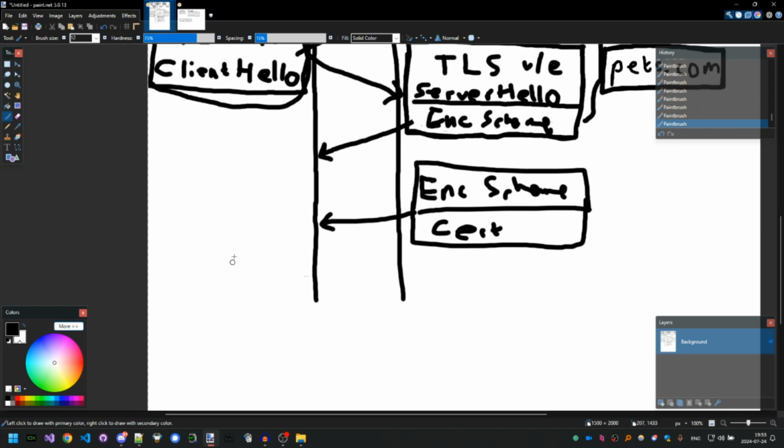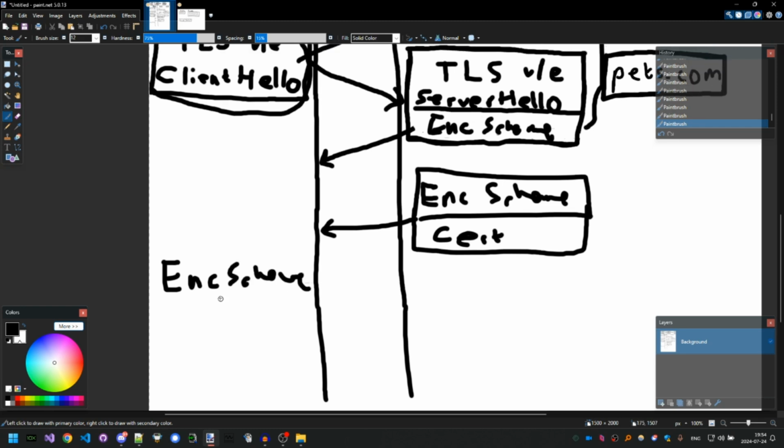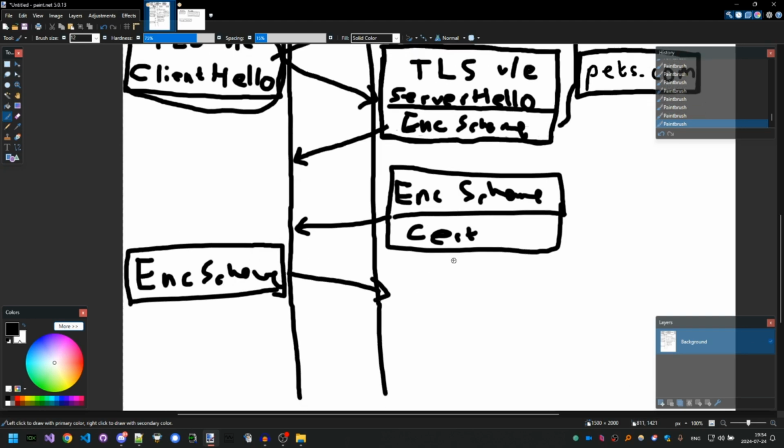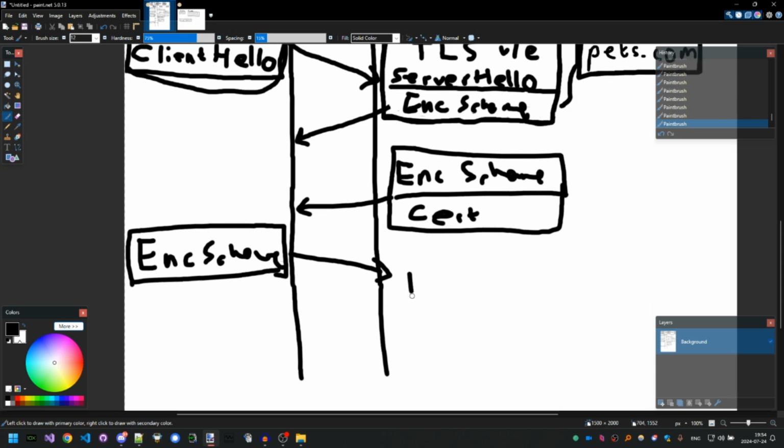And then the client says, okay, now that you've told me the hello and the encryption scheme and the certificate, I know who you are. I can establish that I trust you. Given your available encryption schemes, I'm going to tell you what my available encryption schemes are. Yeah, we don't need to send a certificate. So then we know, okay, here's my encryption scheme. Now we can do Diffie-Hellman, and now I can do Diffie-Hellman.